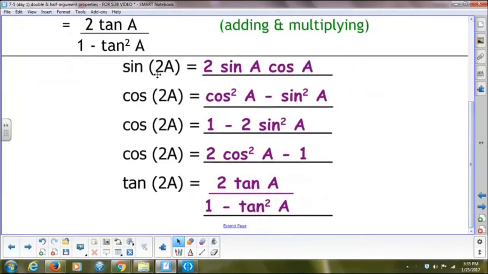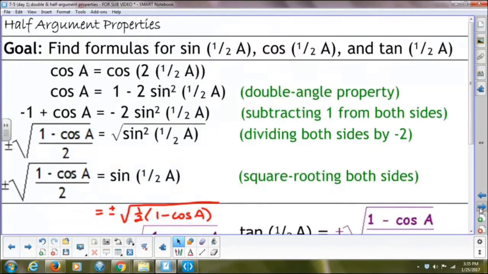So there are all of our double argument properties. And you guys will use these a lot. Okay? So definitely put them to memory soon. And then now we're going to talk about the half angle properties. These ones you don't use quite as often, but you do use them.